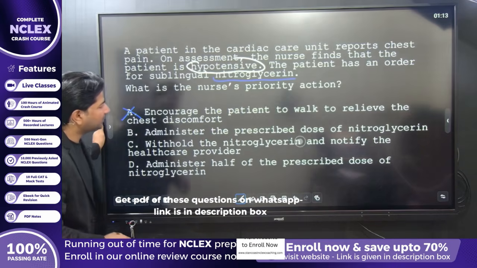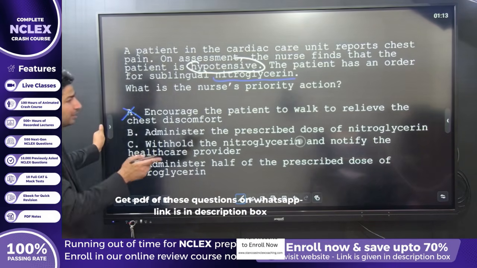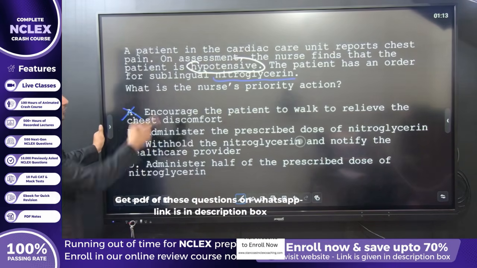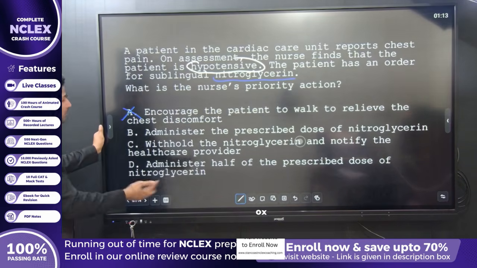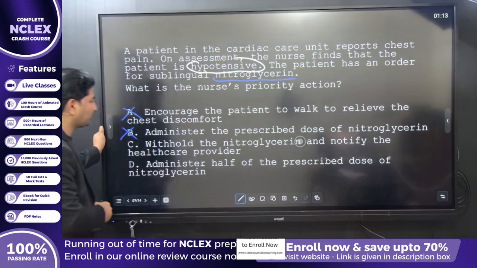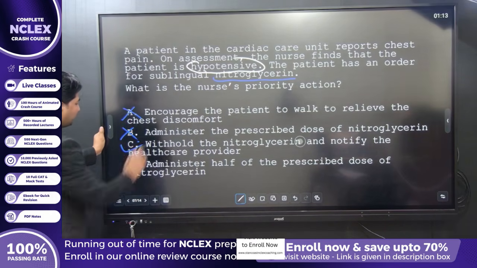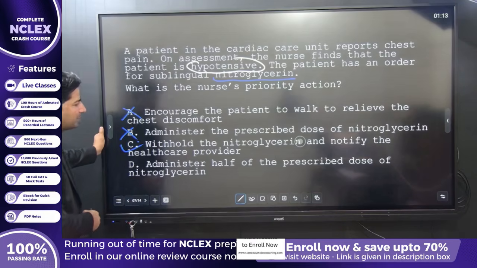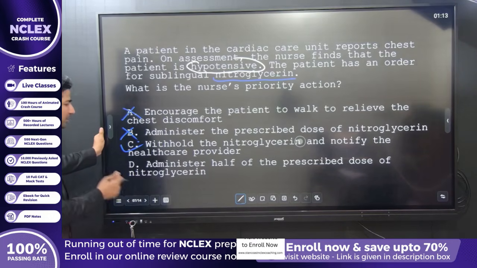Administer the prescribed dose of nitroglycerin. If we give the dose of nitroglycerin to the patient but they have hypotension, it will cause even more hypotension, which we don't want. Withhold the nitroglycerin and notify the healthcare provider. Yes, we must withhold it and inform the doctor. Administer half of the prescribed dose of nitroglycerin. Now, we can never half or double the drug's dose ourselves.